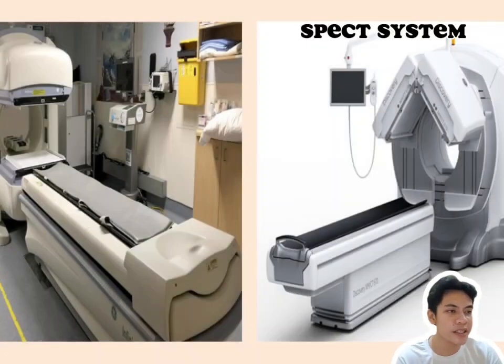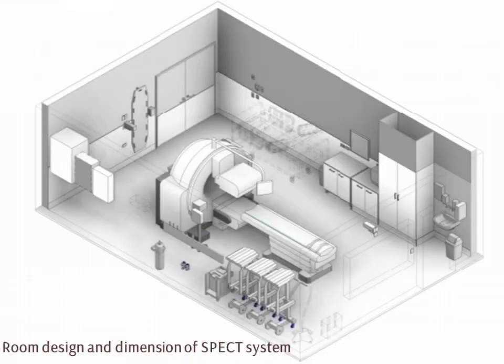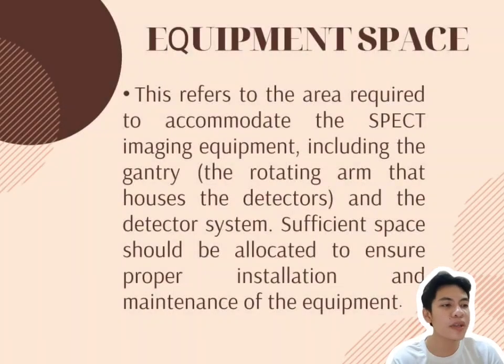A SPECT system looks like a CT or MRI system, but the hardware is different. This is the room design and dimension of the SPECT system. Equipment space. This refers to the area required to accommodate the SPECT imaging equipment, including the gantry, the rotating arm that houses the detectors, and the detector system.